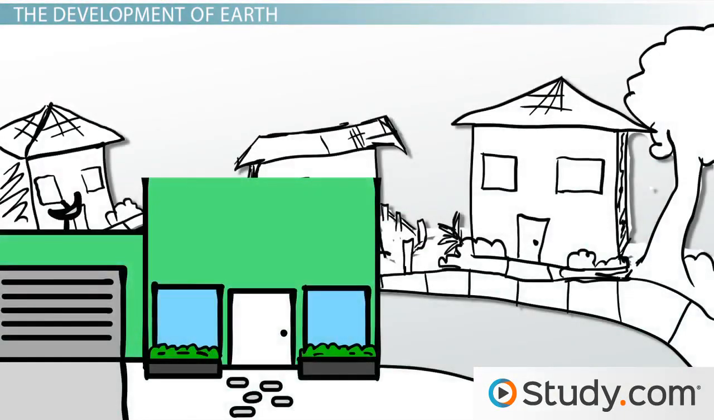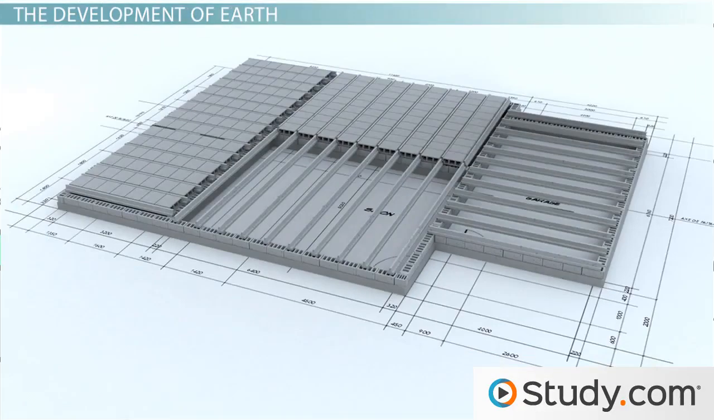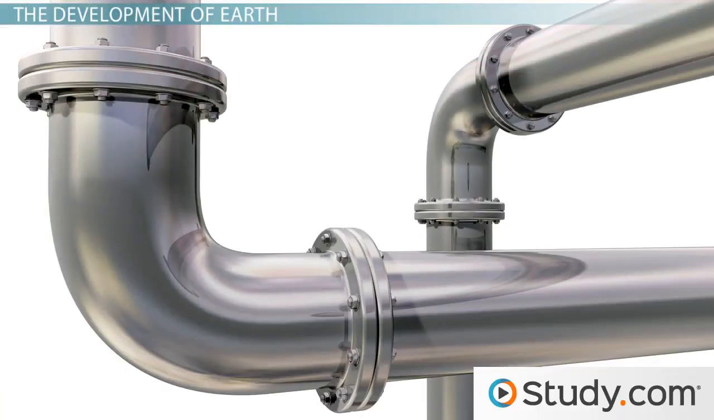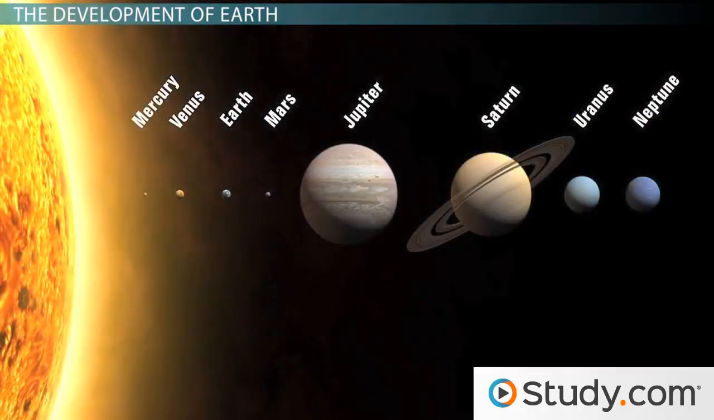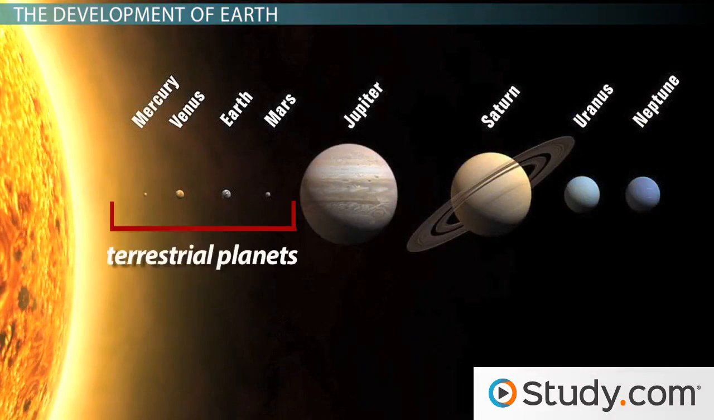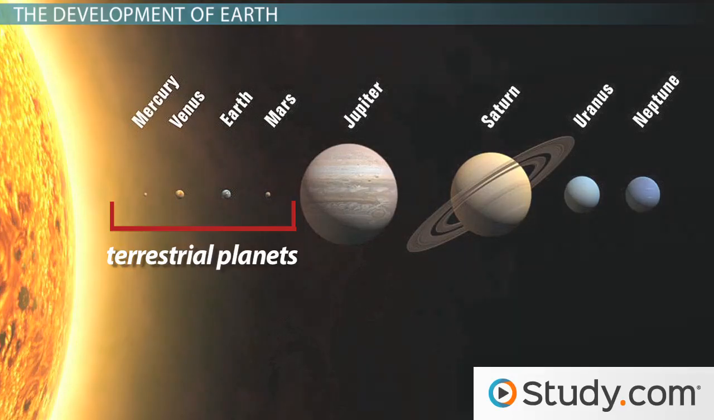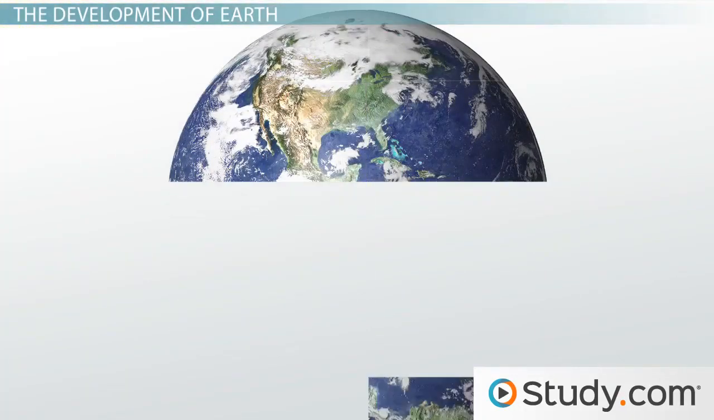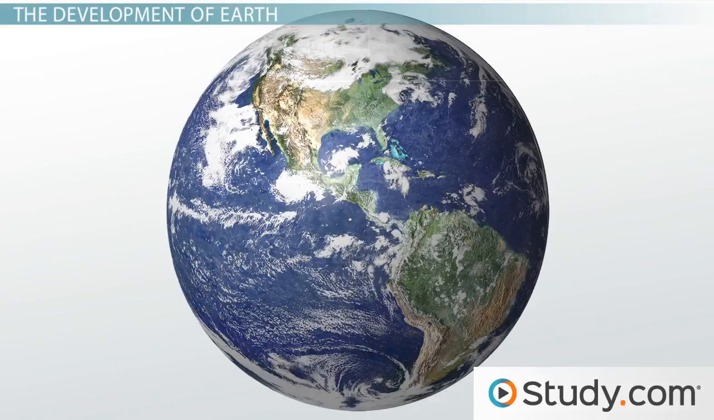Your home is also built in stages. The foundation has to be put in first, then the frame is put up, then the plumbing goes in, and so forth. In the same fashion, the inner planets, the 4 terrestrial planets, as well as our moon, developed in 4 important stages. This lesson will explain what they are, and it will use Earth as its primary example.